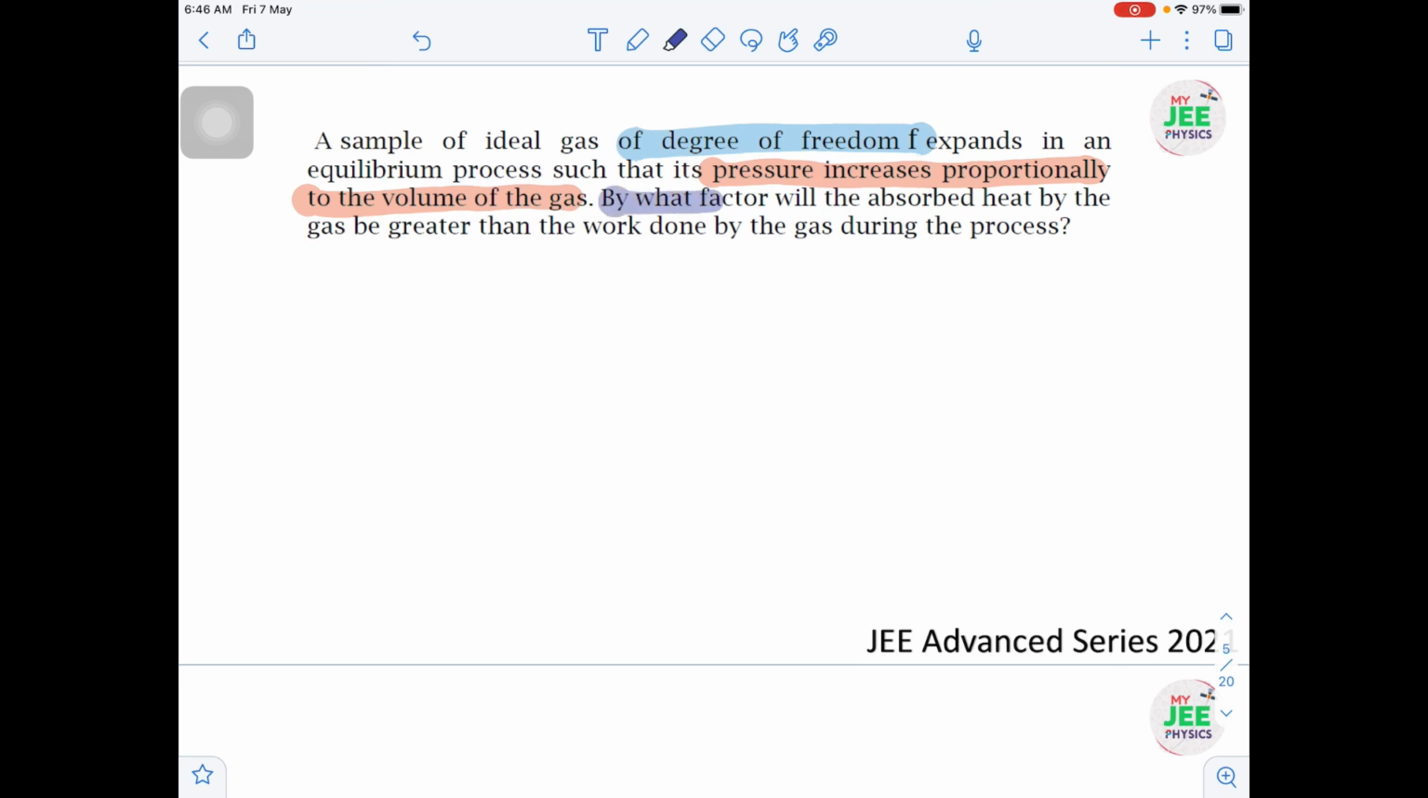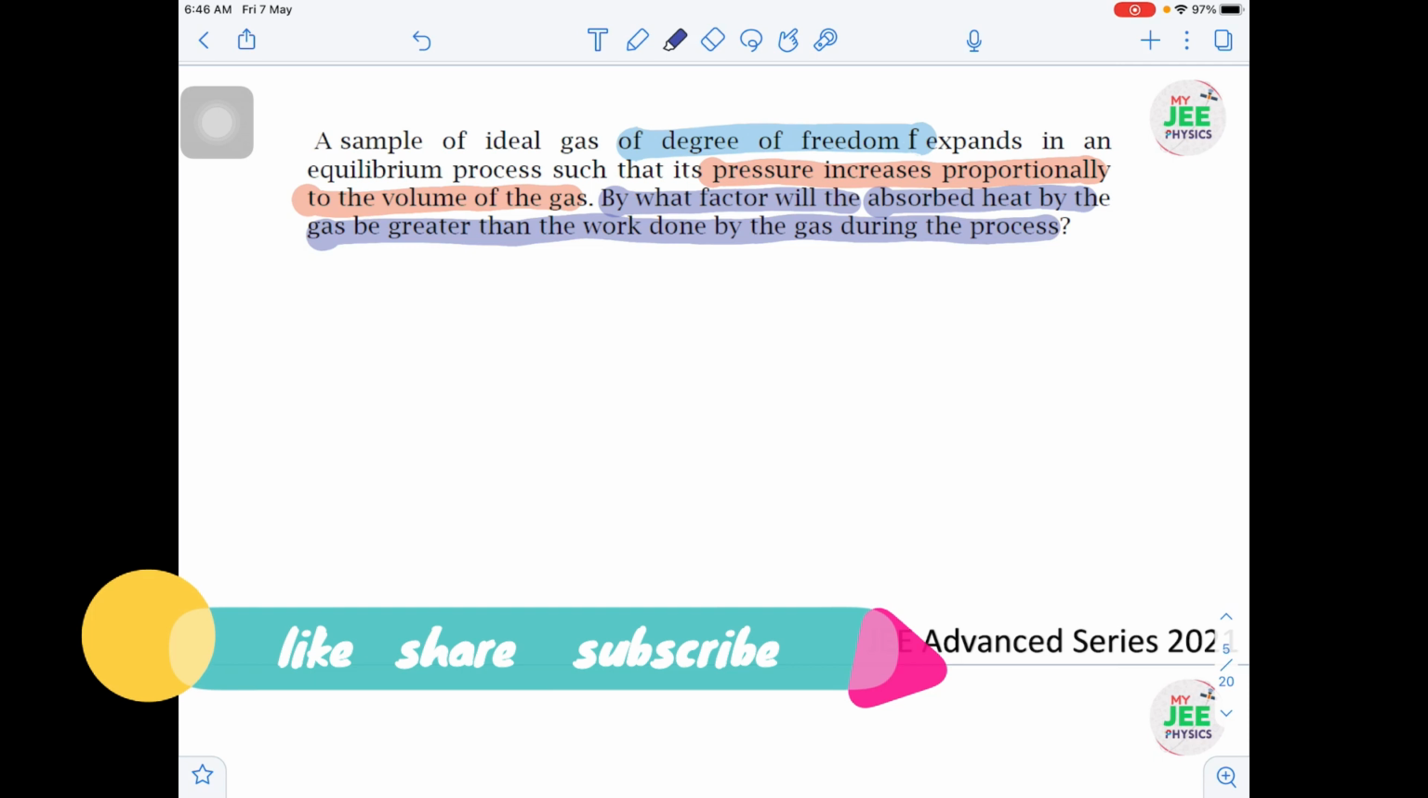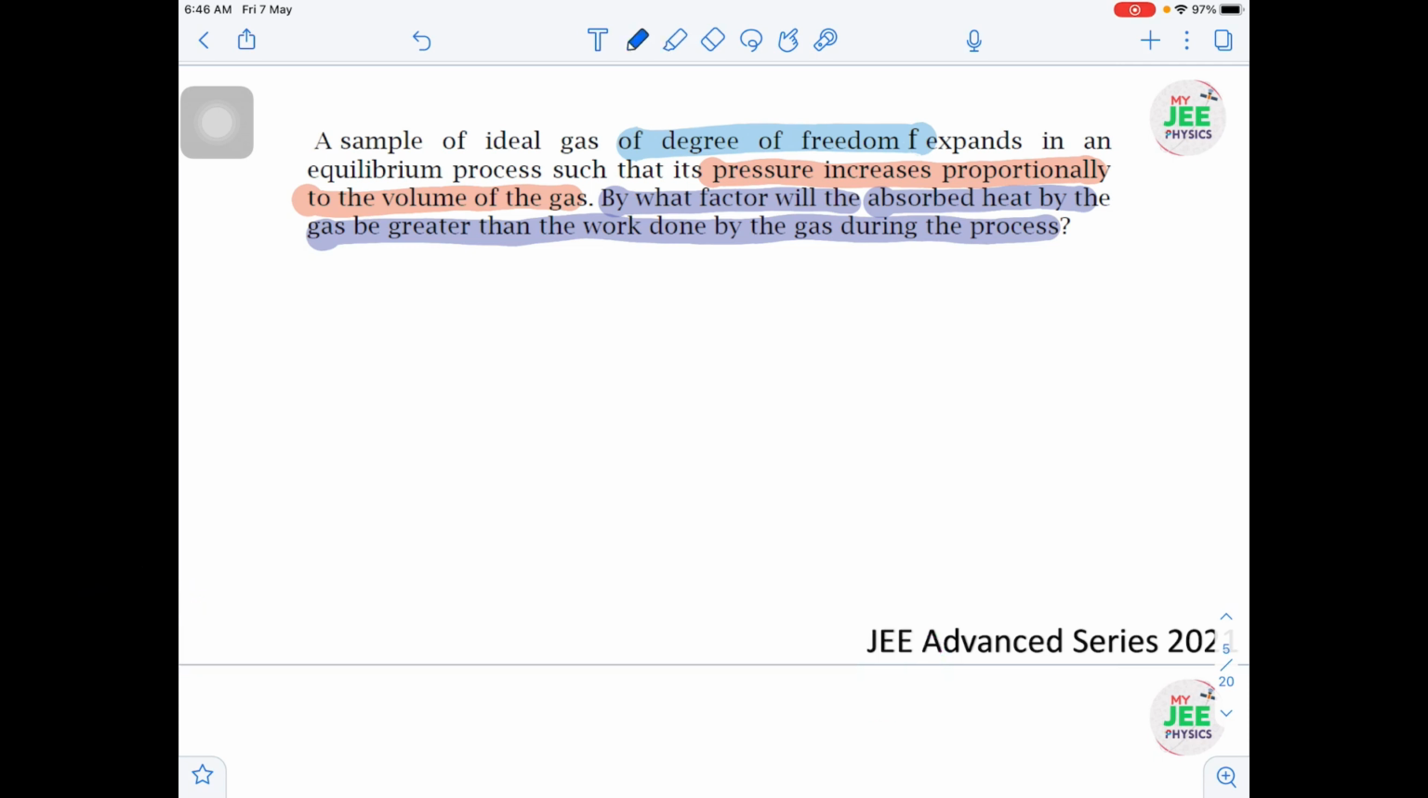By what factor will the heat absorbed by the gas be greater than the work done by the gas during the process? See, this is the third part, the question we need to solve. This is the question condition, the second part, and this is the data, the first part. So any question can be separated into three different parts. Follow this method, I think it will definitely give you good clarity on reading the question. So let us get into the question.